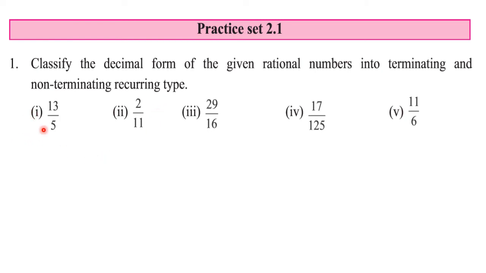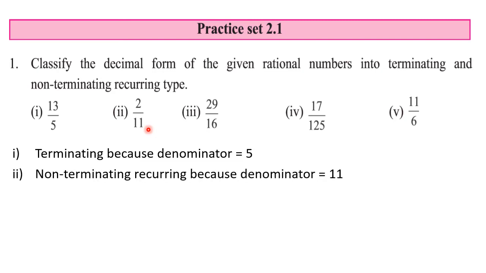So let us see the first one here. 13 upon 5. So here 5 is the only prime factor. So what we can say is this particular rational number is terminating because the denominator is equal to 5. Okay. Then second one, 2 upon 11. 11 is a prime number and it is not having factors like 2 or 5. So what we can say is it is non-terminating because the denominator is 11. 11, you cannot write its prime factors as 2 or 5.